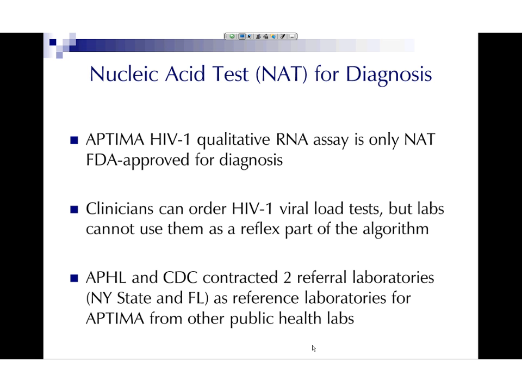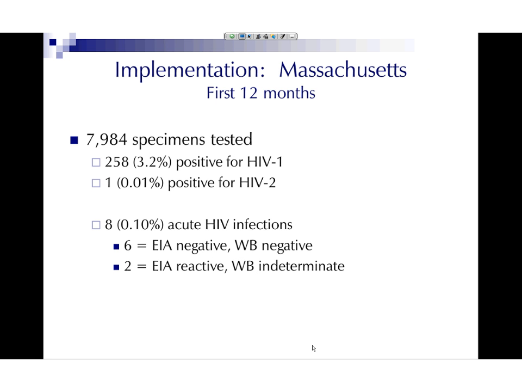And so just for information of people who weren't aware, APHL and CDC have a demonstration project and have contracted with 2 laboratories, the New York State Lab and the Florida State Lab, as reference laboratories that will perform Aptima for specimens from other public health laboratories because the Aptima is not as widely available as the other tests in the algorithm. In terms of this new algorithm, there have been a couple of experiences published.